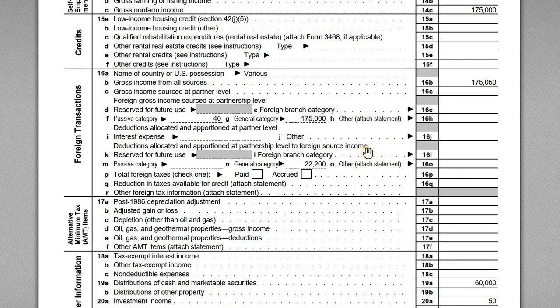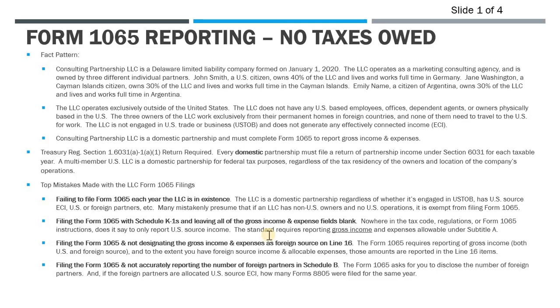So I'll come back to this later, but this is also an issue I see: sometimes the partnership return does have amounts reported on page 1, but they fail to adequately categorize them as foreign here in line 16. So line 16 will be blank, but page 1 will have information. That's another big mistake. And then lastly here, filing the 1065 but not accurately reporting the number of foreign partners.